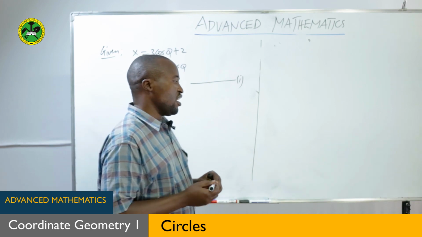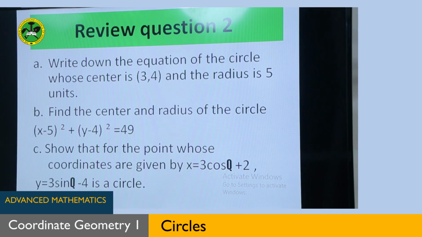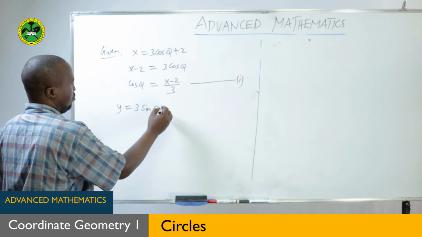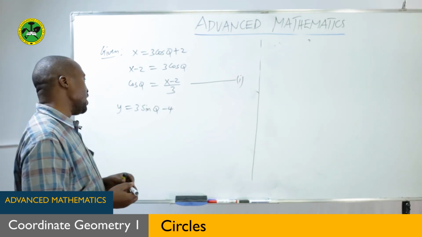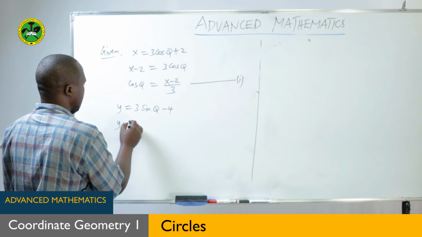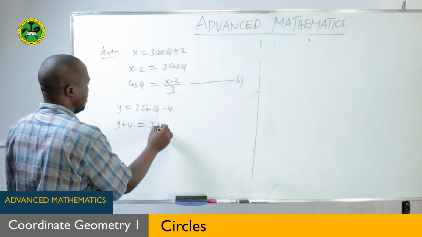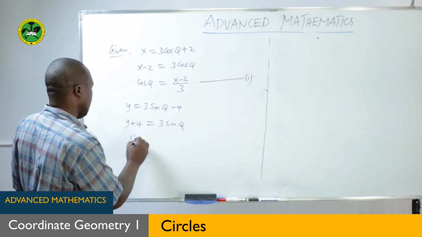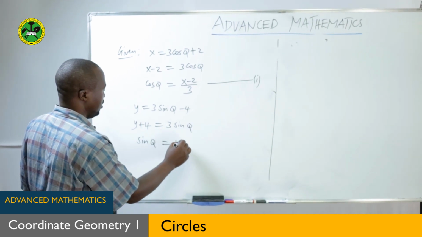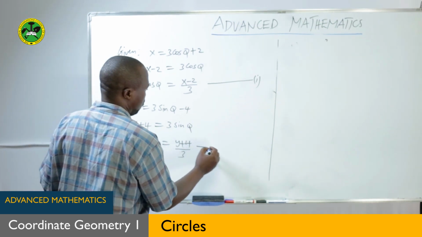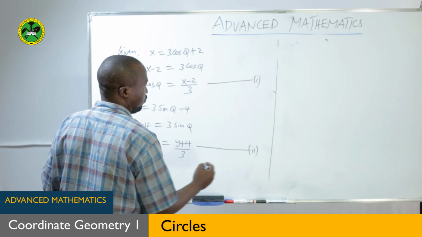So again, we have another point, that is y is equal to 3 sin q minus 4. So here we have y is equal to 3 sin q minus 4. So again here we make sin q the subject. So we have y plus 4 is equal to 3 sin q. So sin q is equal to y plus 4 over 3. Now we can call this equation 2.